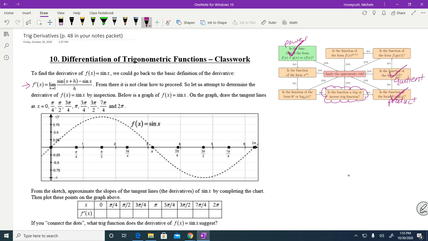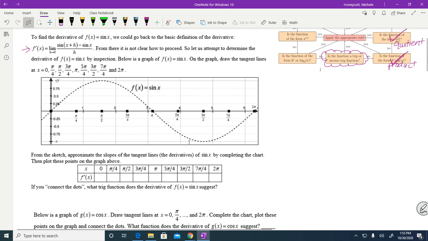So these are on page 48 in your notes packet. We could find the derivative of a trig function by doing sine of x plus h minus sine of x over h, but once you get here, it's like, ooh, what do I do? How do I evaluate that limit? So let's look at a better way.